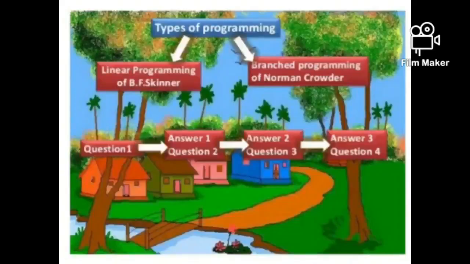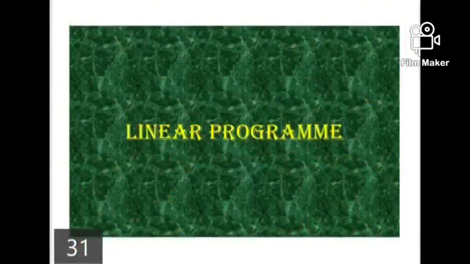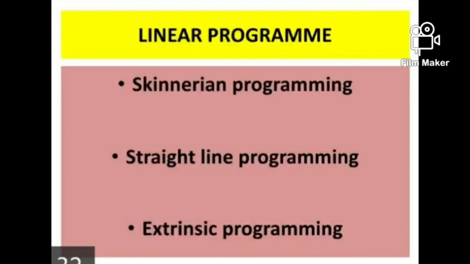Types of programming. Linear programming by B.F. Skinner and branched programming by Norman A. Crowder. Linear program. It is also called Skinnerian programming or straight line programming or extrinsic programming. B.F. Skinner is the proponent of linear programming. Hence, linear program is also called Skinnerian programming.